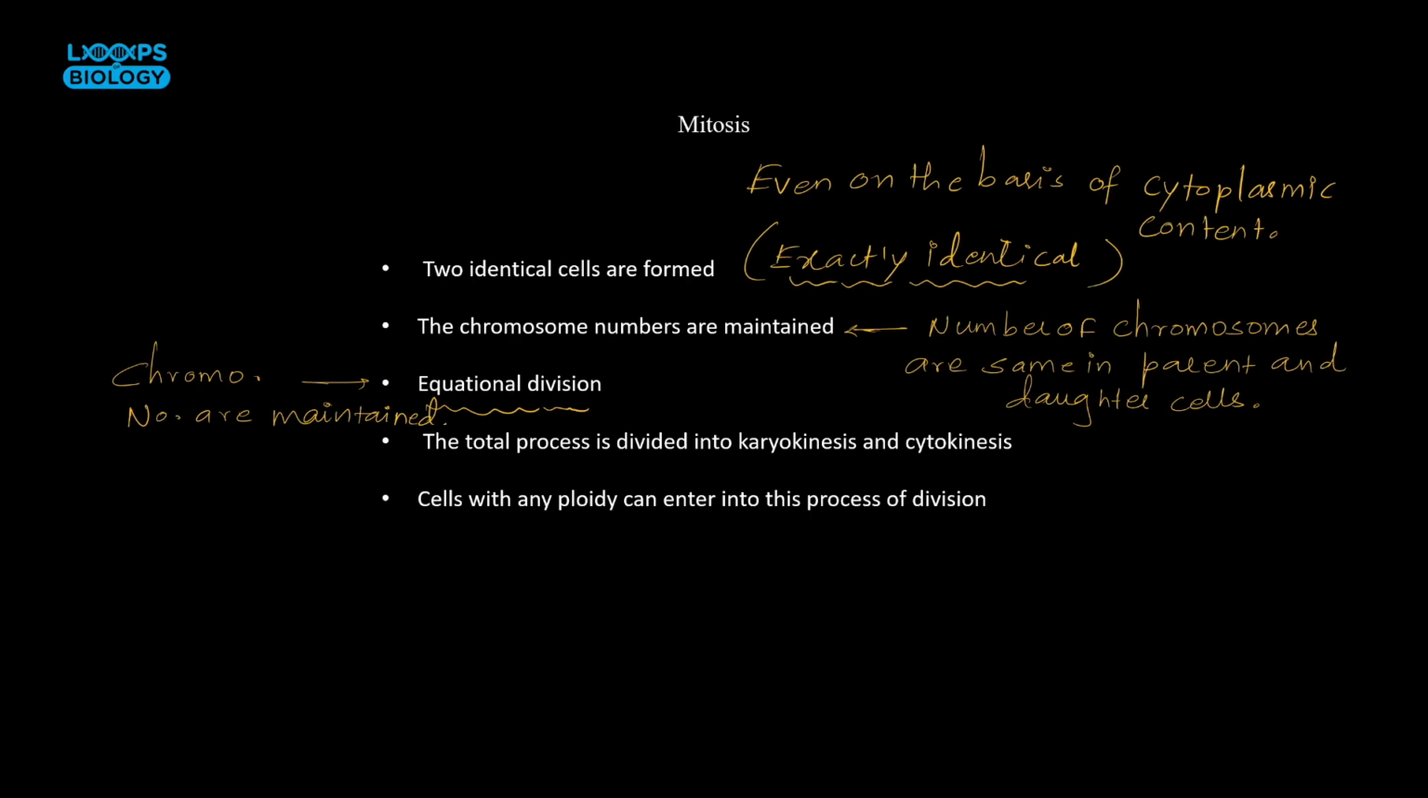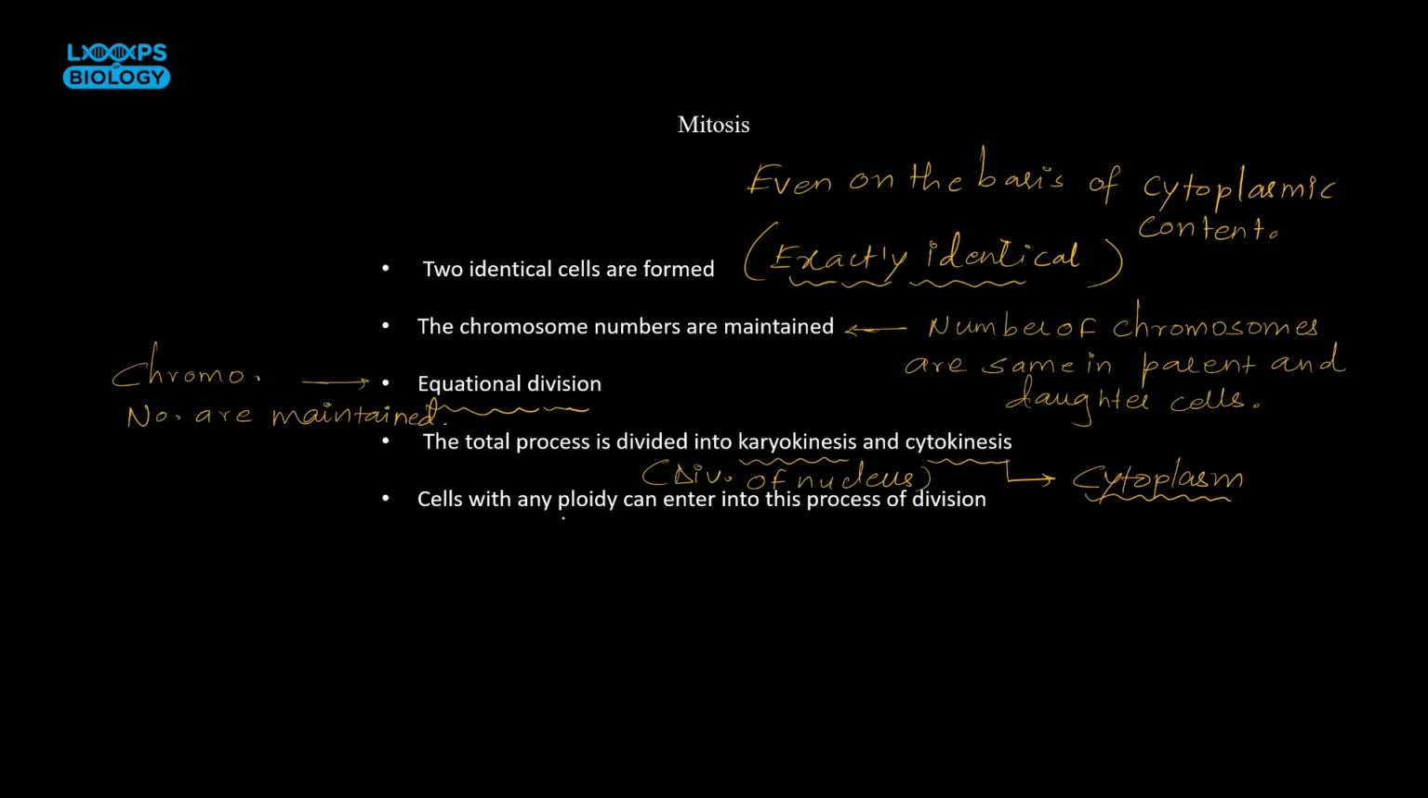The total process is divided into karyokinesis and cytokinesis, as we have talked about it. That is, karyokinesis is division of nucleus, and cytokinesis is nothing but division of cytoplasm. So first of all, there will be a division of nucleus taking place, and then further the cytoplasm is going to get divided. Now the cells with any ploidy can enter into this particular cell division. Now what does that mean?